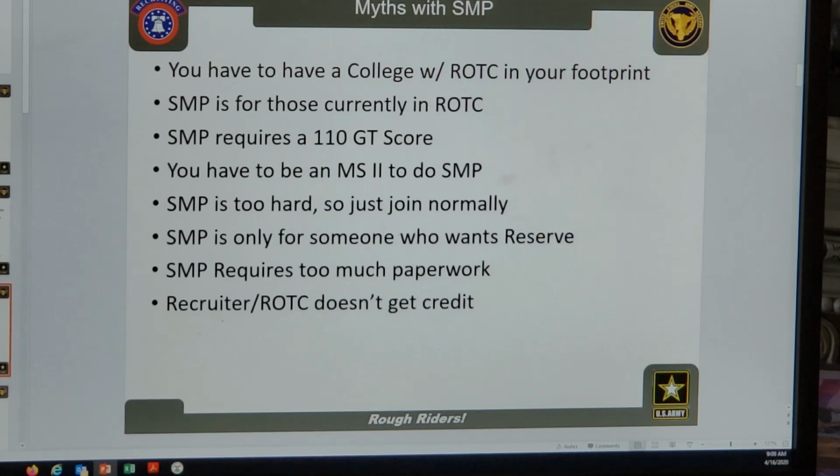Last one, the recruiter or ROTC doesn't get credit. This is what you're going to run into when you're talking to ROTC. If you do some sort of SMP contract, maybe the scholarship officer doesn't get credit for putting them in, or they might have you convinced that you don't get credit. Bottom line, you both get credit. It's not a 2-for-1 for the recruiter, but each party involved gets credit if they do their part. Hopefully, I don't know if there are any other myths out there, but those are the ones I've thought of, the things I've heard over the years. Hopefully that answers a lot of those questions.